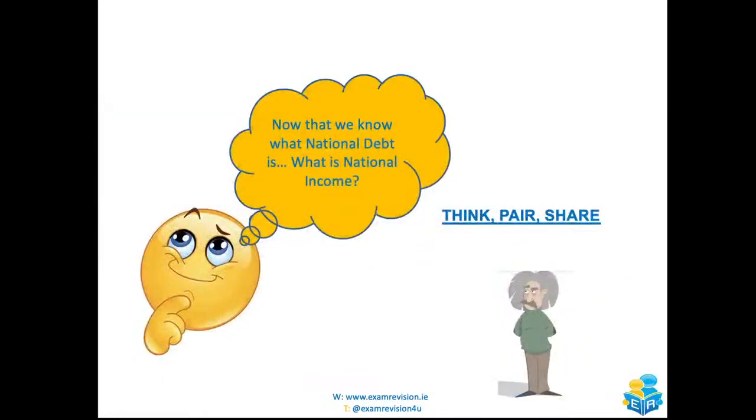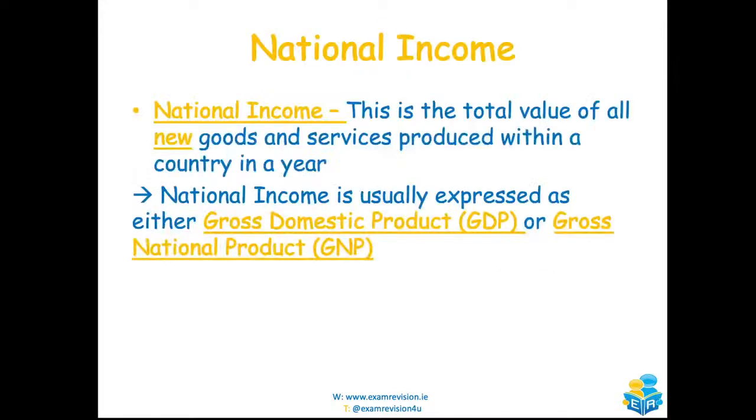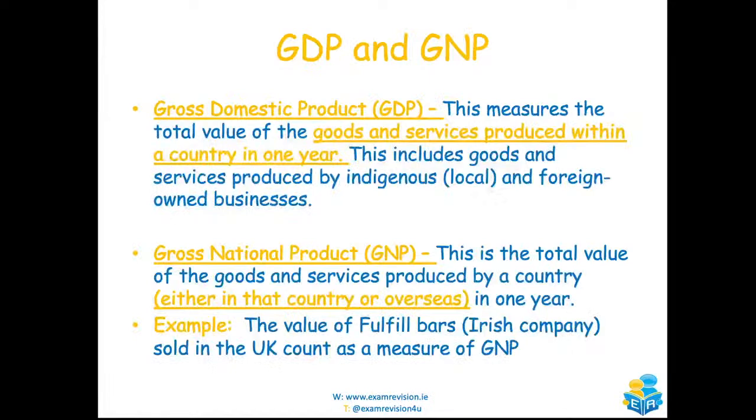Okay, so we know what national debt is. So what's national income, which is kind of the opposite? National income is the total value of all new goods and services produced within a country in a year. National income is usually expressed as either GDP, which is gross domestic product, or GNP, which is gross national product. Gross domestic product is a measurement which measures the total value of the goods and services produced within a country in 1 year.